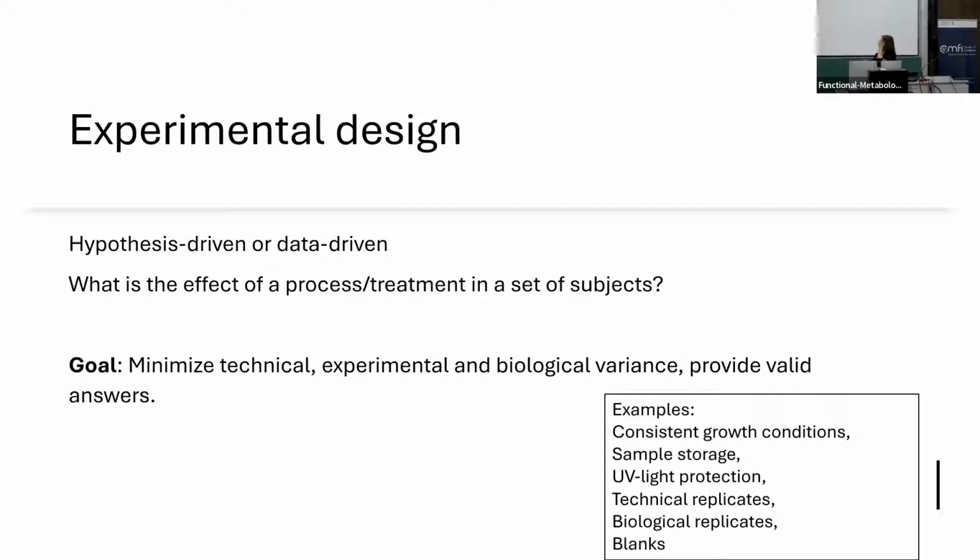So some examples when you work with metabolites is that they're temperature sensitive, so you need to be careful with the storage conditions. They might be light sensitive, so you need to be careful with UV light coming from your window in the lab. And you have to have consistent growth conditions in general, so you can reproduce your data. And of course, technical and biological replicates and blanks that we will thoroughly talk about towards the end of the presentation. And also Martin will talk a bit about that.